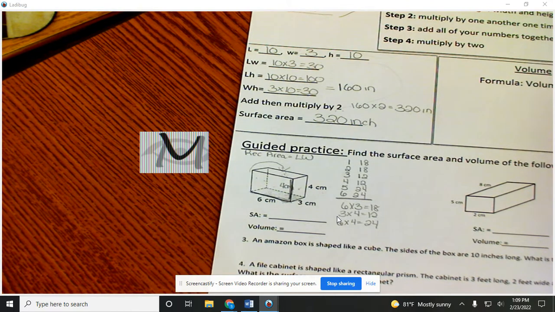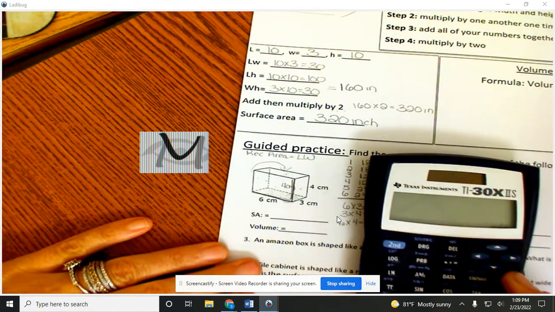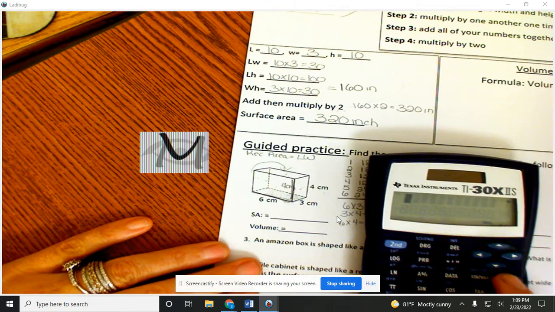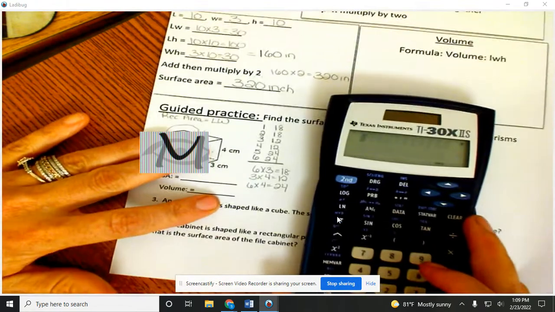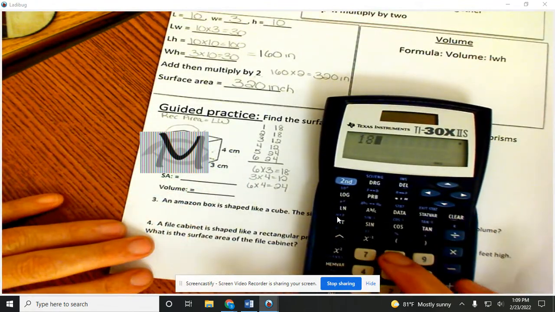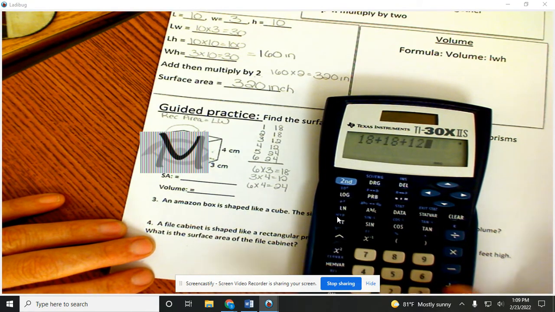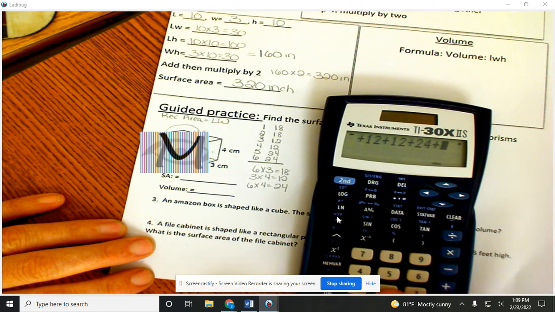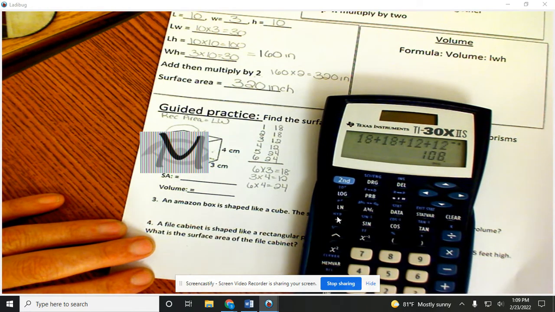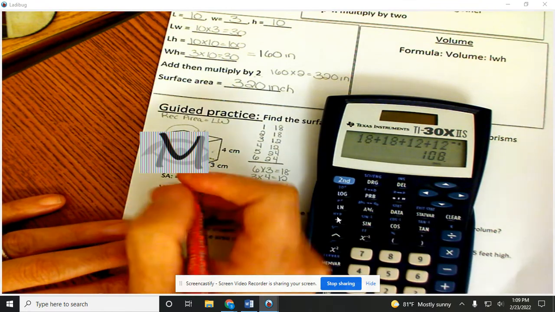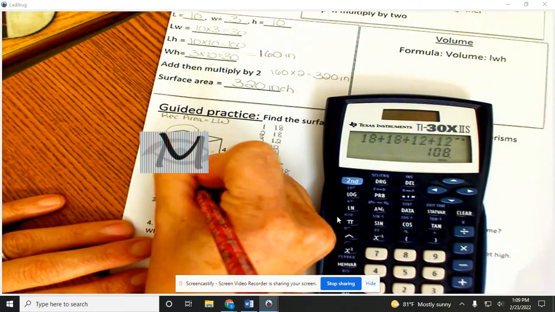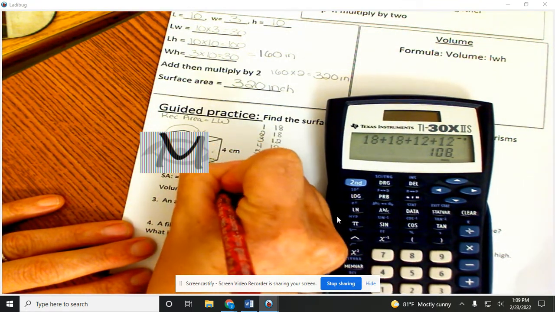So let's go ahead and add all of this together right now. We have the 18 plus 18 plus 12 plus 12 plus 24 plus 24, and it's going to give us 108 centimeters. So for this box, we have 108 centimeters.